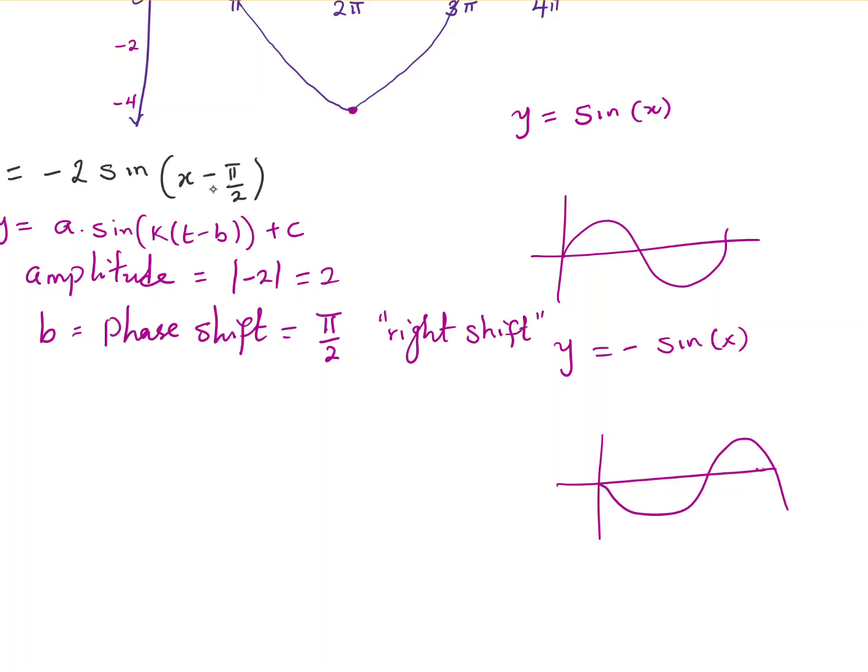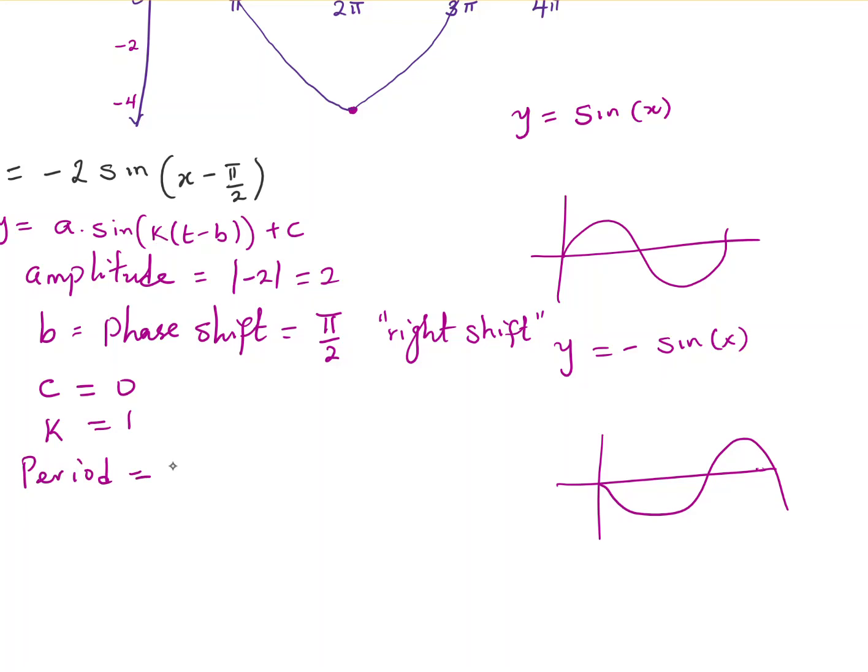So if this is plus, then it's going to be a left shift, but because it is minus, then it is a right shift. Okay, so the next thing, C, because we do not have any addition or subtraction here, that is 0, that is we do not have a vertical shift, maybe up or down. And the value of k here, if we compare this, is 1.